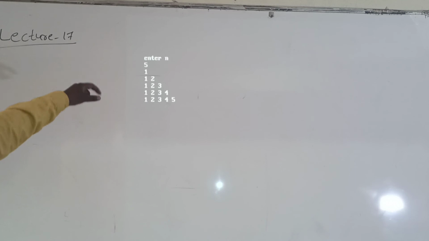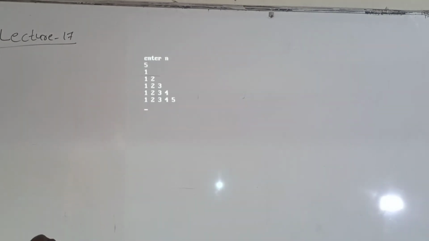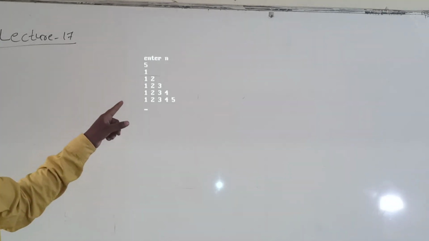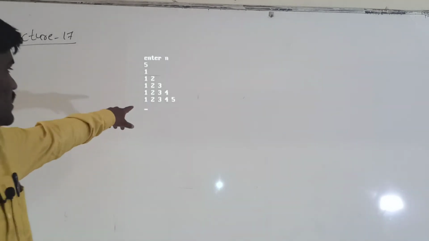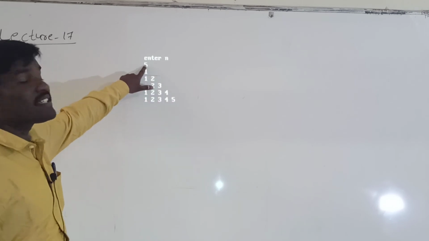So if I give the input value as 5, in the first line it will print only 1, second line 1 2, third line 1 2 3, then 1 2 3 4, and 1 2 3 4 5 in the last line. Okay, so in this the maximum value is your entered value.